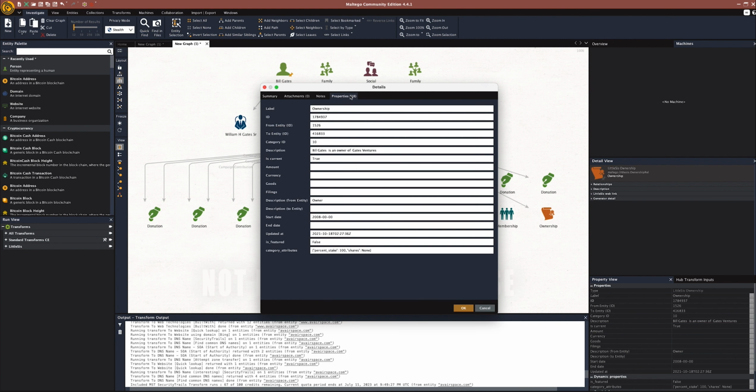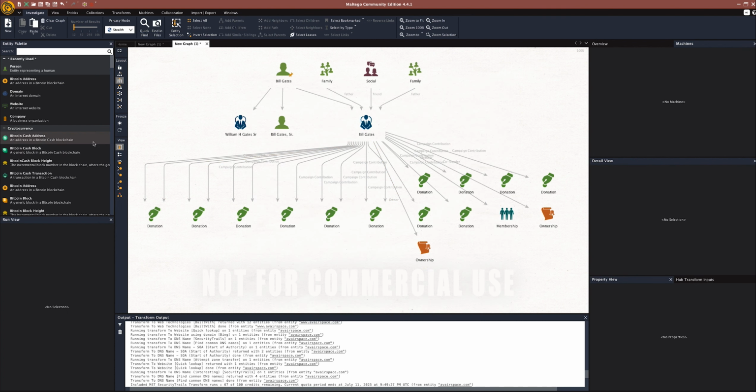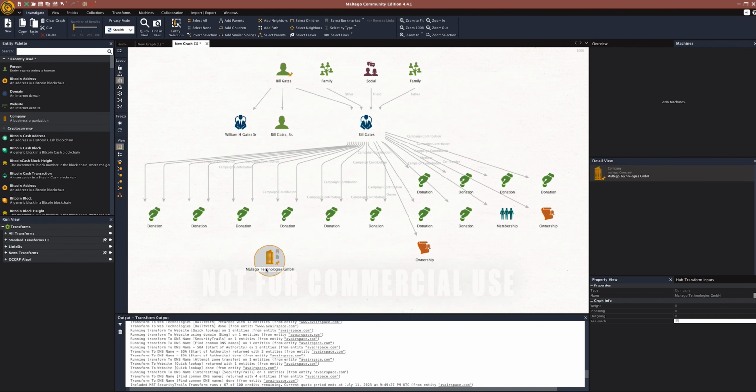What is this? There's also something called Gates Ventures. I didn't know about that. So you can copy this data point and you can say, okay, let's look at this company, Gates Ventures.